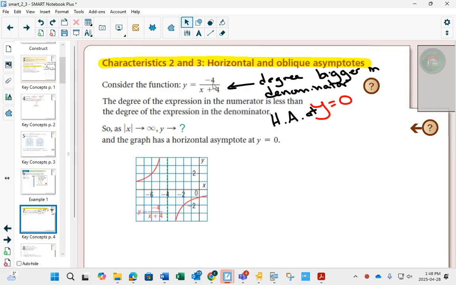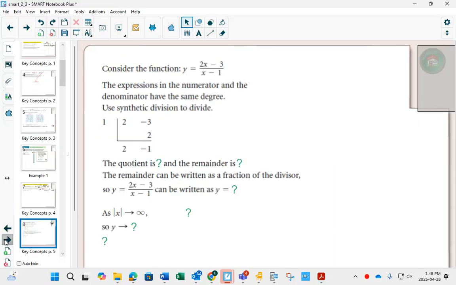Okay? If you like thinking of this compared to what we did in section 2.2, that was group 3. Group 3 always had a degree bigger in your denominator. Every single time you're going to get a horizontal asymptote at y equals 0. Next, this was group 2.